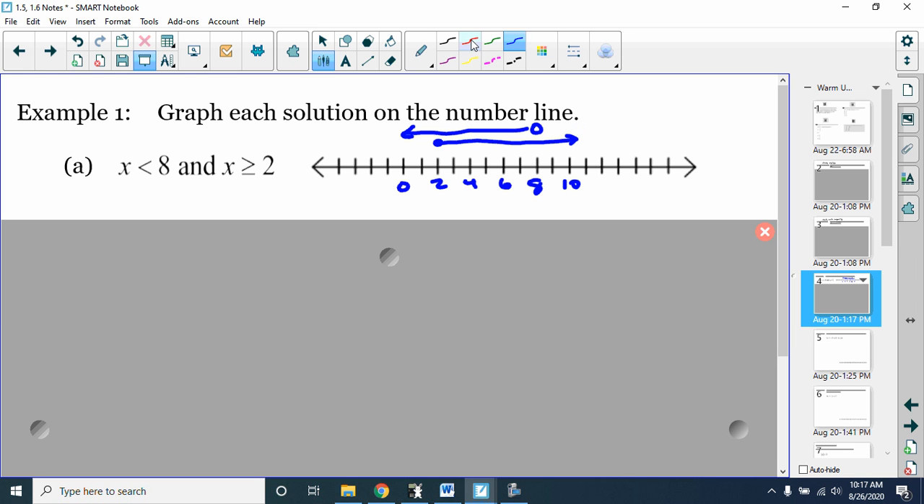So we want to know where both of those things are true. They're both true at 2 because they're both shaded in at 2. They're both true in between the values, but not at 8. My final graph should look like that.